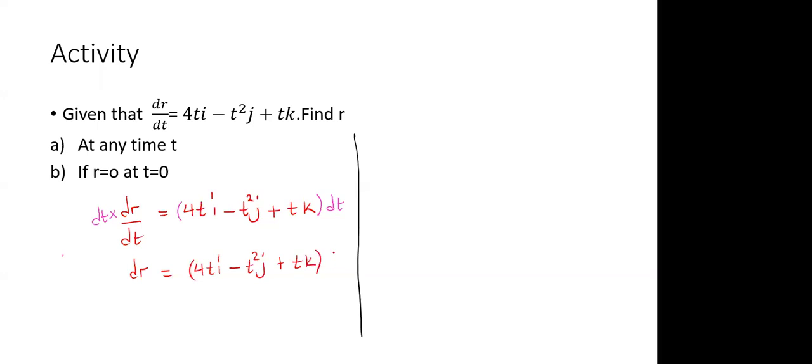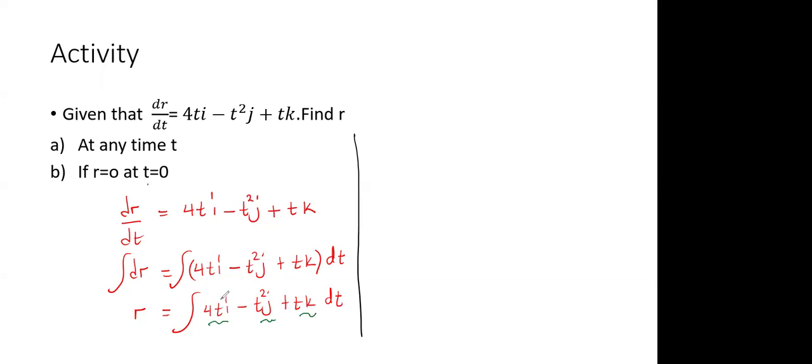Then everything into dt. Now, in order for you to eliminate this dr, it means you must integrate on both sides. So that is what we are going to do. We shall have r equals the integral of 40i minus t squared j plus tk dt. Then we start integrating each of those terms separately: integrate the i component alone, the j alone, the k alone.